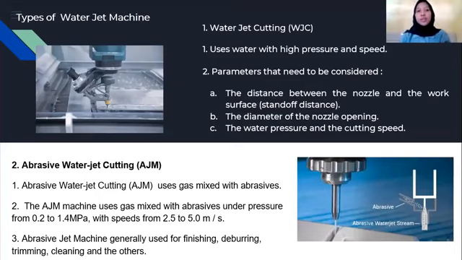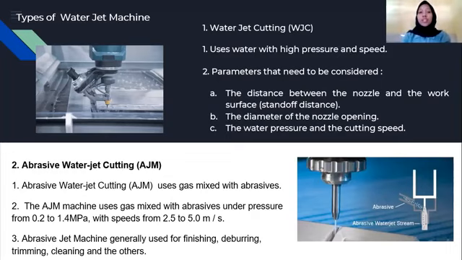There are two types of water jet machine. The first one is water jet cutting, and the second one is abrasive water jet cutting. The water jet cutting uses water with high pressures and speed. The parameters that need to be considered in water jet cutting are, first, the distance between the nozzle and the work surface, or standoff distance. The second one is the diameter of the nozzle opening. And the third is the water pressure and the cutting speed.